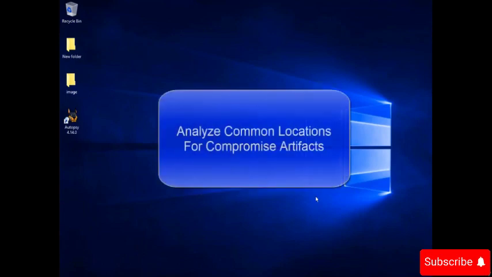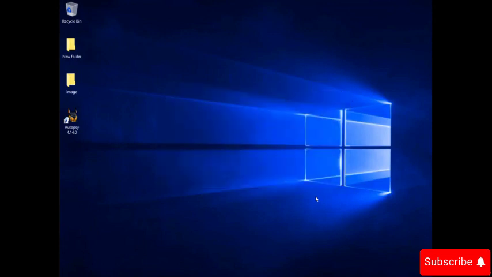In this video, you will learn how to analyze common locations for compromised artifacts. So suppose your intrusion detection system has sent you a notification regarding one of the machines has been hacked, which is our Windows client. So let's analyze it. Let me open Autopsy.